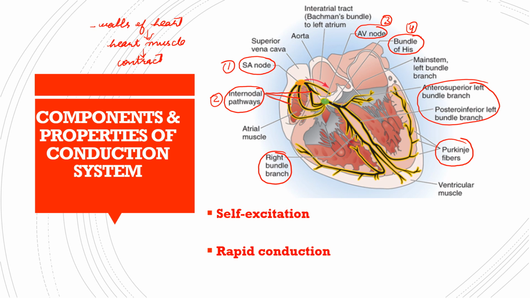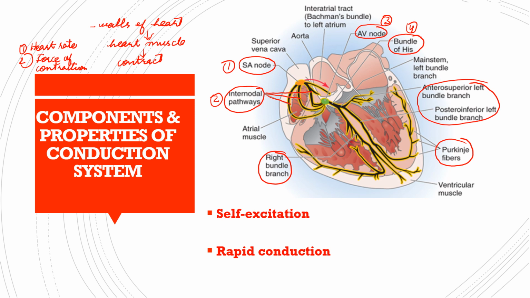Conduction system, by generating electrical impulses, controls two things. Number one, it controls heart rate. Number two, it controls force of contraction, so that the blood can be pumped.